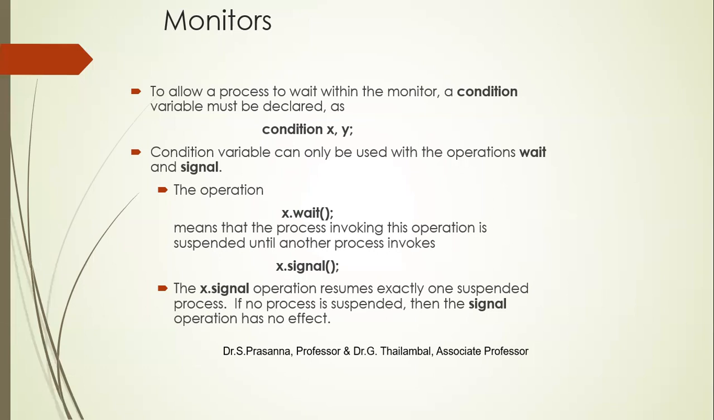If any process is executing, a wait will be given with the condition variable x.wait. That means the other process needs to wait. Once the process inside the monitor has executed, the signal will be given by the same condition variable, x.signal. If there is no process waiting, the signal operation is actually not needed, so it has no effect.